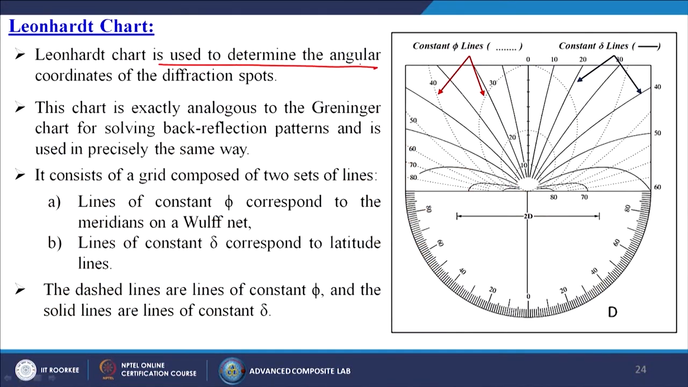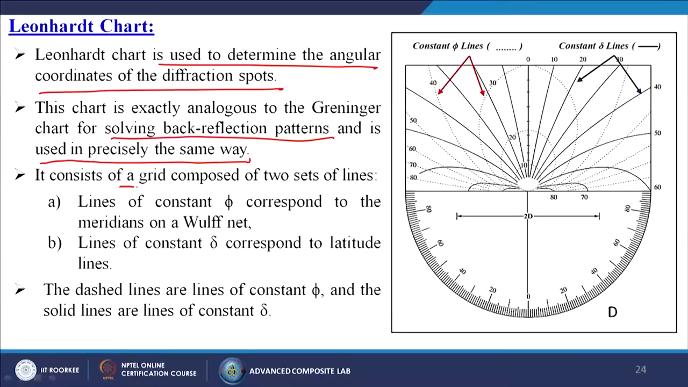Next is called the Leonhard chart. The Leonhard chart is used to determine the angular coordinates of the diffraction spots. This chart is exactly analogous to the Greninger chart for solving back reflection patterns and is used in precisely the same way. Actually, there are so many methods by which we can easily measure the crystal structure or maybe the crystal orientations of any particular materials.